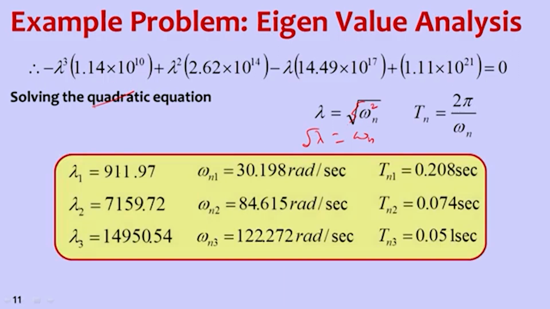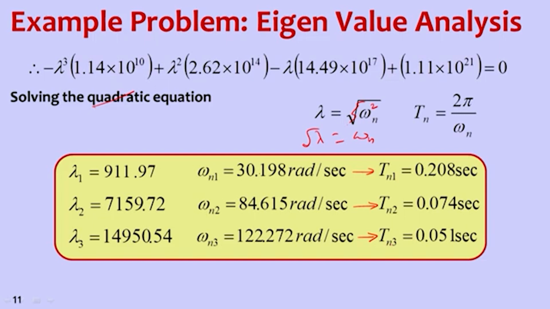So this is eigenvalue 1, and correspondingly we get the natural frequency, that is 30.198, and the corresponding natural period is say 0.2 seconds. So lambda 2, we will get omega 2, and the corresponding natural period is 0.074 seconds. Lambda 3, the third eigenvalue, we get the third natural frequency and the third natural time period.